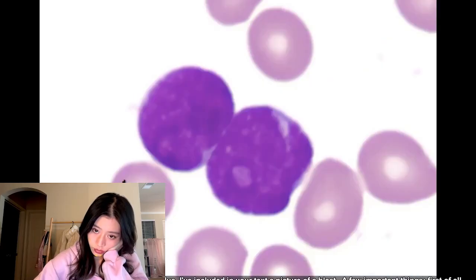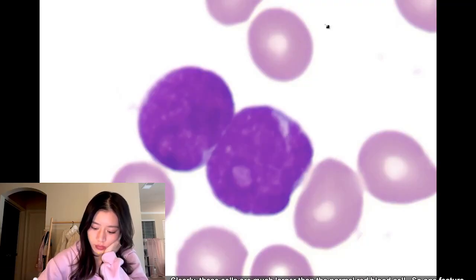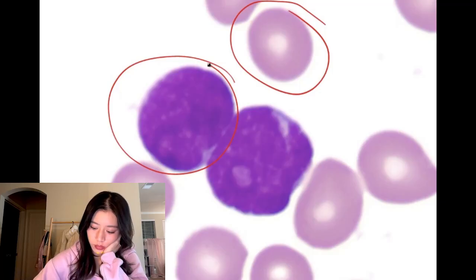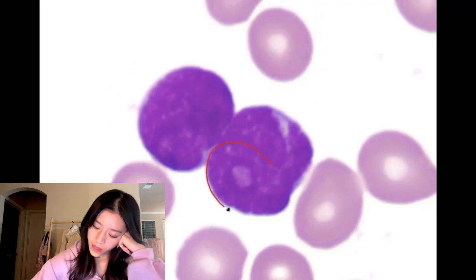I've included in your text a picture of a blast. A few important things. First of all, these are large cells. Here's the normal red blood cell. Clearly, these cells are much larger than the normal red blood cell. So one feature of a blast is that it is a large cell. It's relatively immature. It doesn't have much cytoplasm. And the third important feature, as I've already mentioned, is that there is a nucleolus.